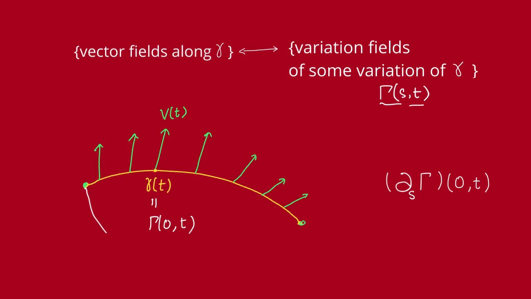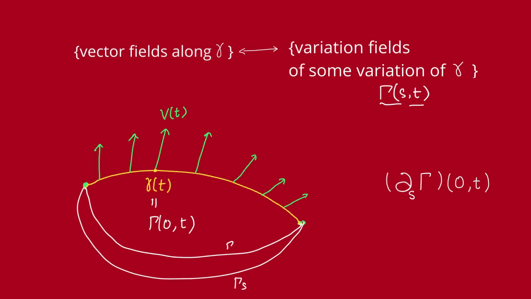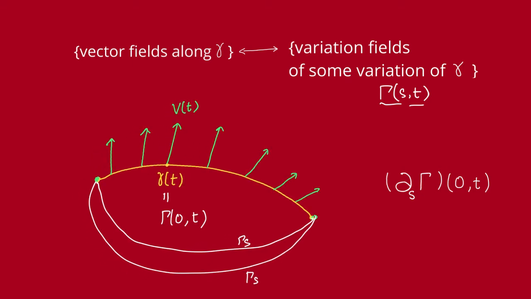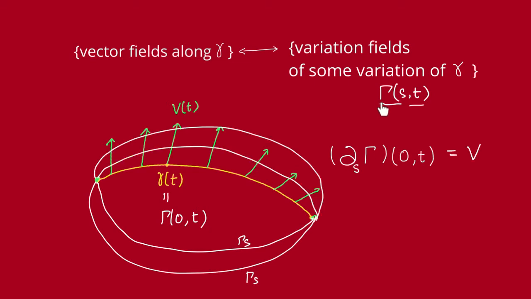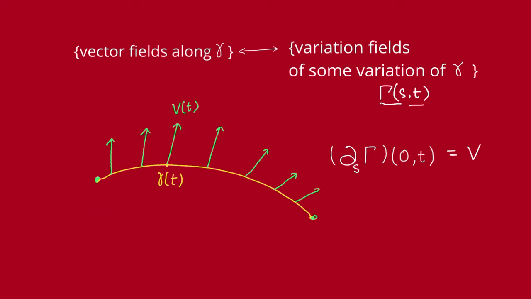And so we can view this big gamma as a family of curves, gamma s, having the same endpoints as this little gamma. For V to be the variation field of this big gamma, we need that this partial derivative is equal to V. Thus, we can think of this big gamma as the family of curves obtained by deforming our original little gamma in the direction of V.